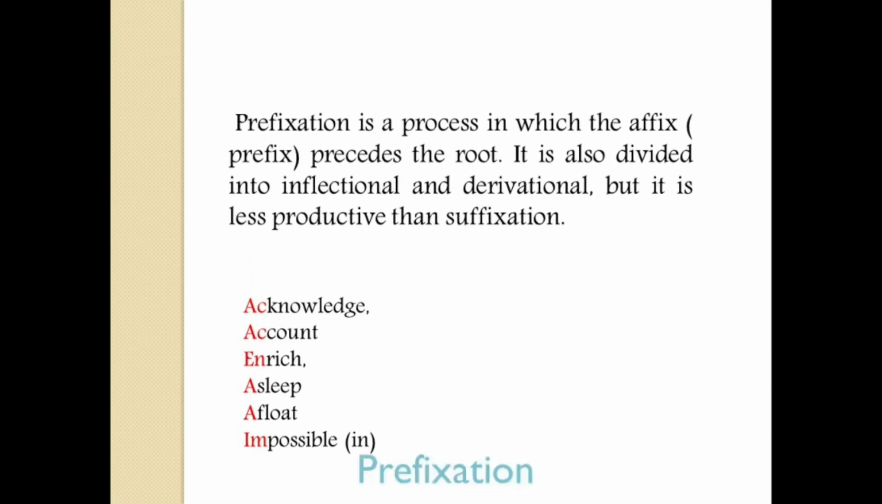The first one, I have started with giving examples. Words that you already know: acknowledge, account, enrich, asleep, afloat, impossible. What do you think is the morphological process used in creating these words? Well, it is prefixation, and you already know this process. It is a process in which the affix, or prefix to be particular, precedes the root. It is also divided into inflectional and derivational, but it is less productive than suffixation.